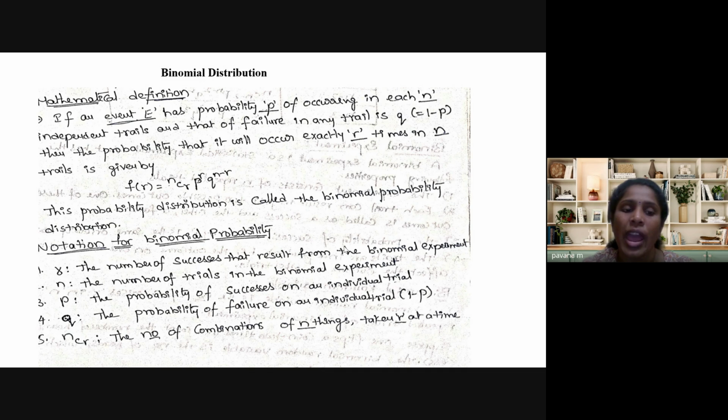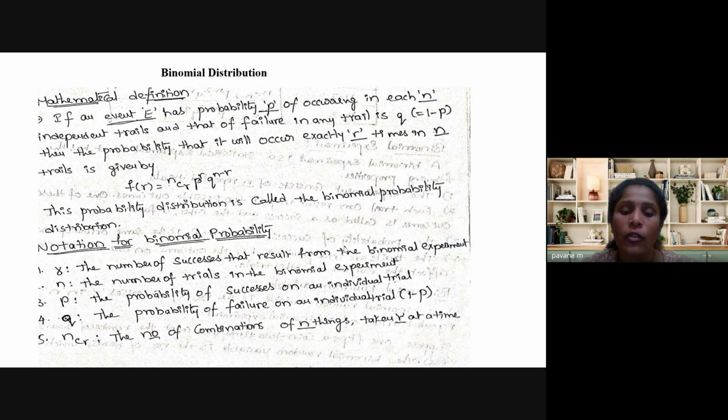So how do you measure it? f of r is equal to nCr into p to the power r into q to the power n minus r. Here are the notations. r means the number of successes that result from the binomial distribution. Suppose you want to know how many times an event has happened in that experiment, that is r, the number of times of success in the binomial result. n means the number of trials in the binomial experiment. How many times you repeated the experiment, that is n, the number of trials.